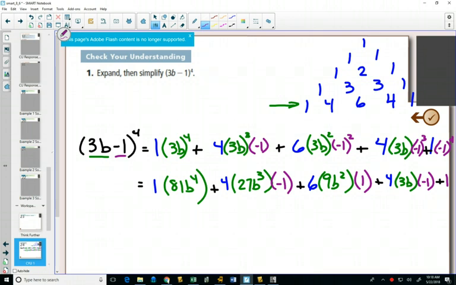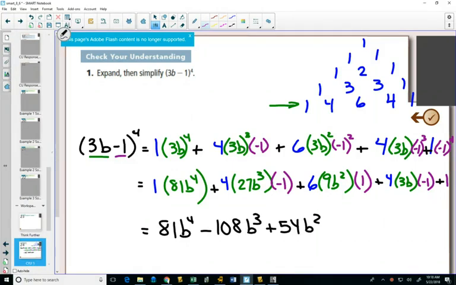I'm going to multiply all my coefficients together and multiply my variables together. So I'm going to get 81 times 1 is 81, so I'll have 81b to the 4. 4 times 27 times a -1 will be -108b cubed. 6 times 9 times 1 is 54b squared. 4 times 3 times the -1 is -12b, plus 1.